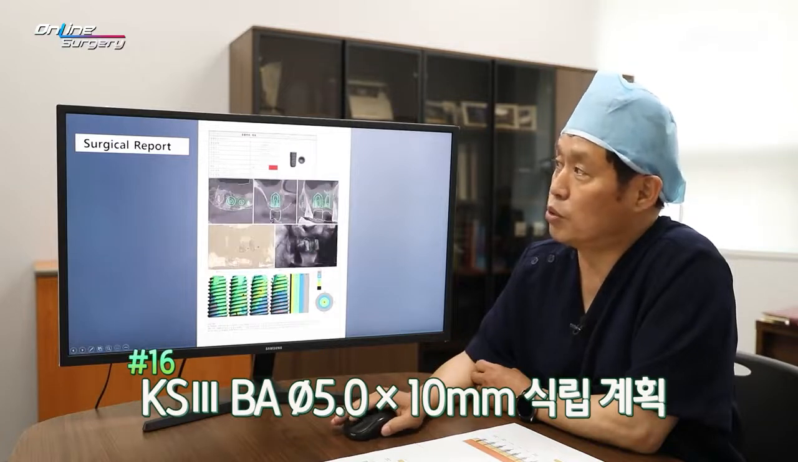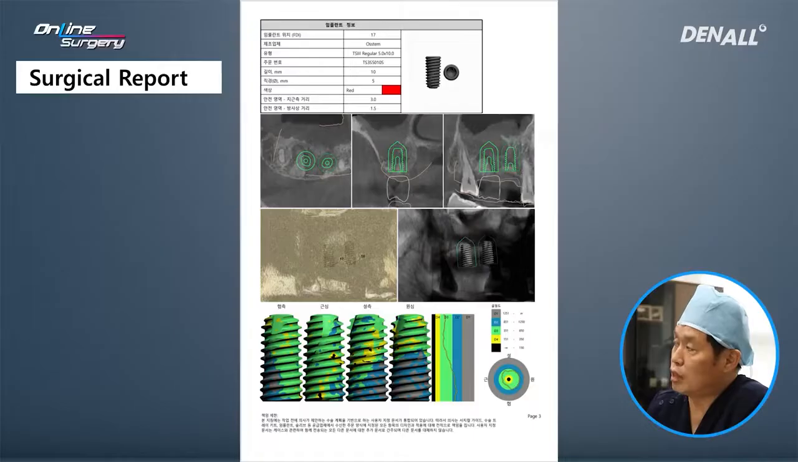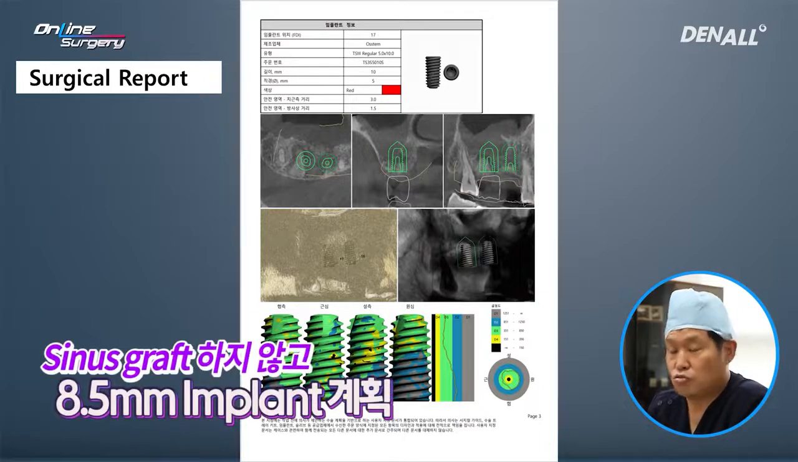In number 17, the OneGuide team anticipated that there may be a need for bone graft due to slight penetration of the sinus because the residual alveolar bone was insufficient. However, I believe if we reduce the length to 8.5, we wouldn't need any bone graft within the sinus.